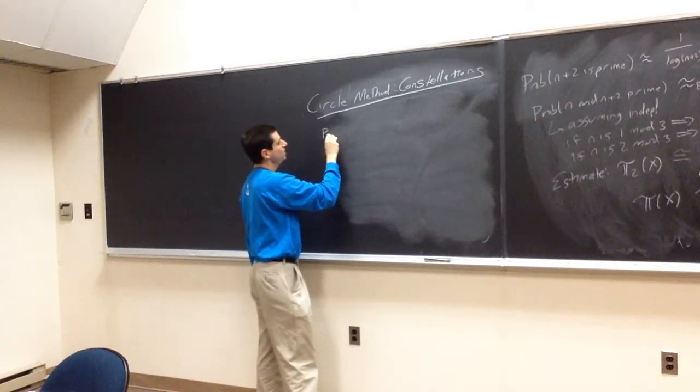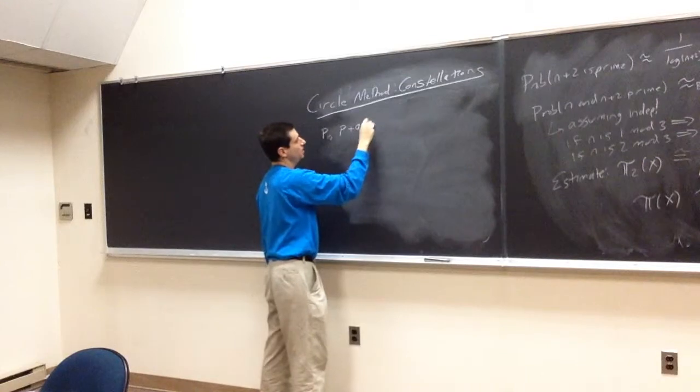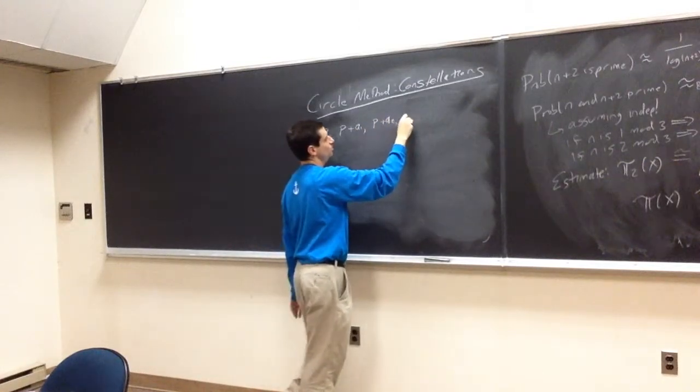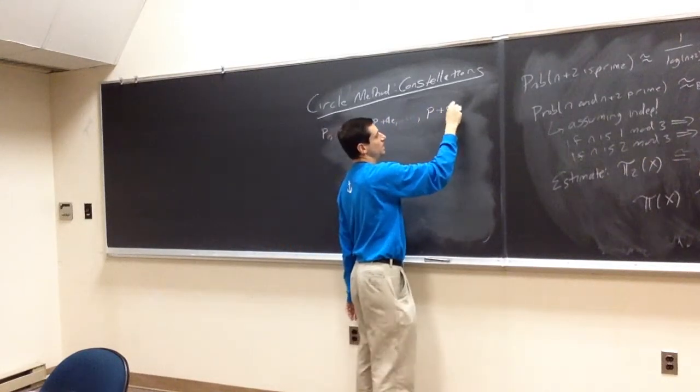So let's say you want P plus A1, P plus A2, P plus Ak.